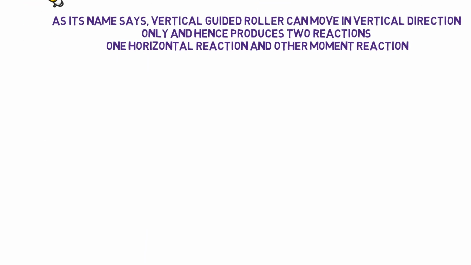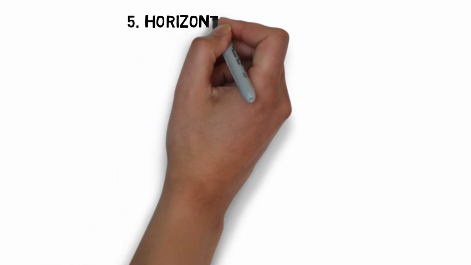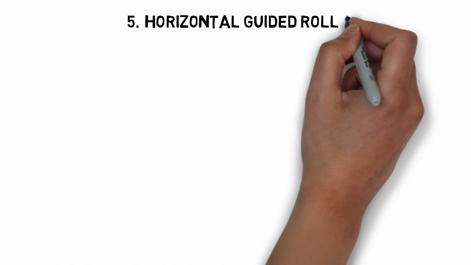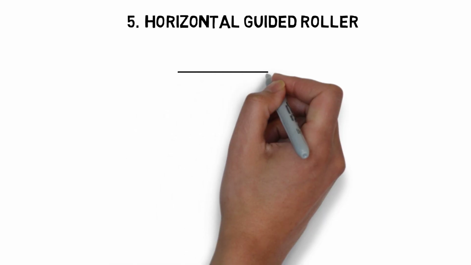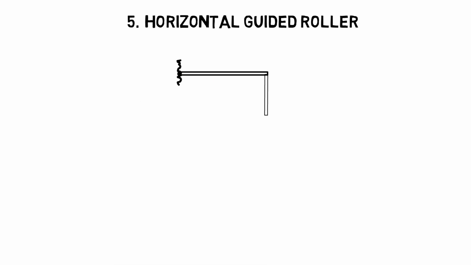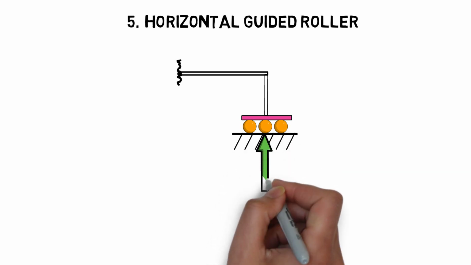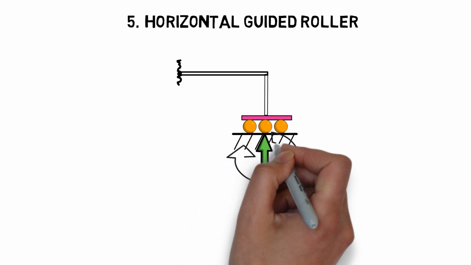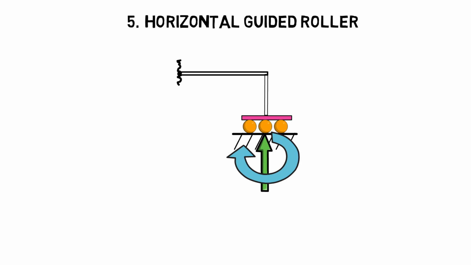Coming to the next support, horizontal guided roller. When the member end is attached with a fixed plate and the fixed plate is further attached with a roller which is placed horizontally, then it is called a horizontal guided roller. It will also have two reaction components, vertical and moment reaction.